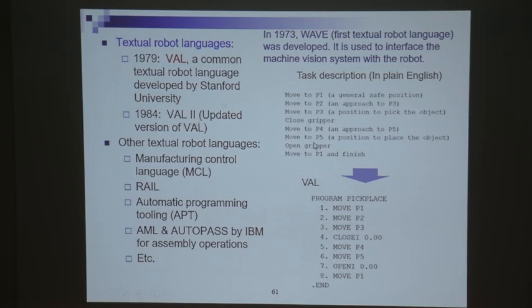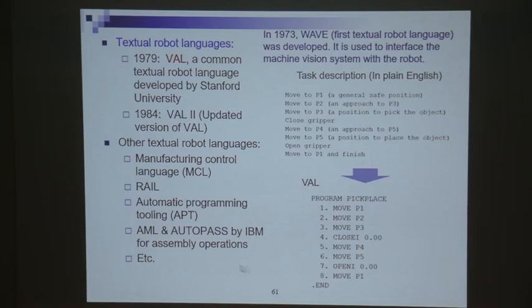If you look at the VAL language, for example, if you have the task description in plain English, move to P1, which is essentially a general safe position, this is a command. And then in VAL itself, you will have move P1, move P2, move P3, and close, and so on. The close will refer to closing the gripper. When you look at the VAL language and the task description, you can see that they are very close, so it's easy for you to understand.